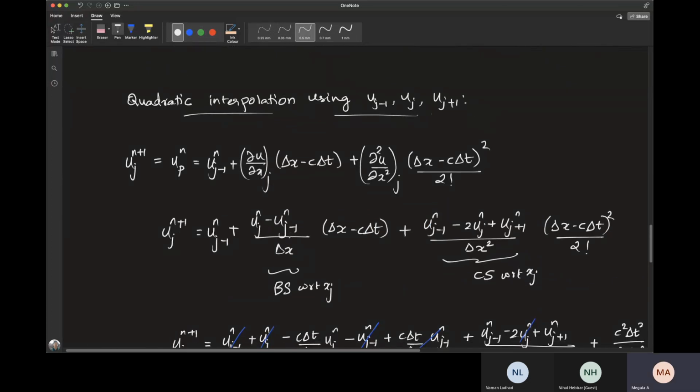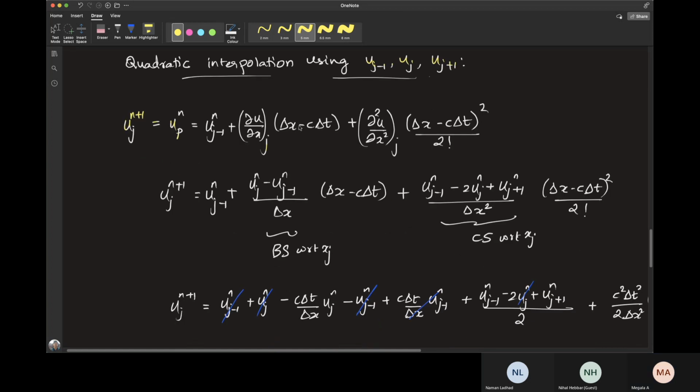So now let us use quadratic interpolation instead of linear interpolation. We got this thing from our exact solution itself. So uj at n plus 1 equals up at n. Now to approximate up at n, we use three different points, uj minus 1, uj and uj plus 1. Let us first do some quadratic interpolation about uj minus 1. That has been done. We have this Taylor series expansion up to second order.